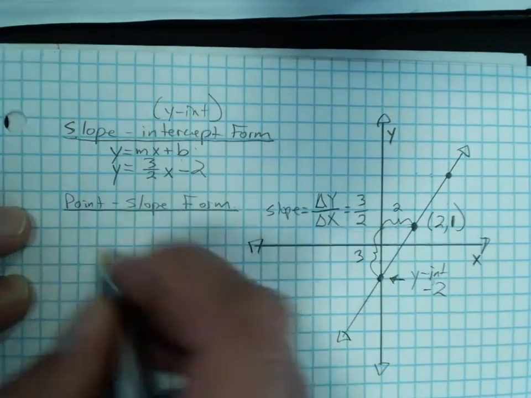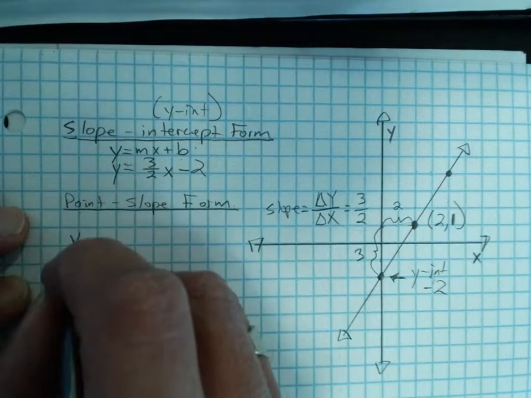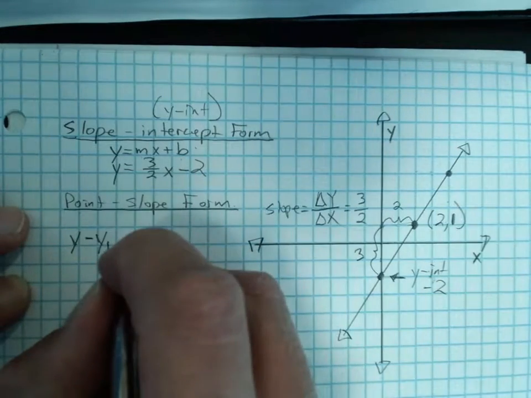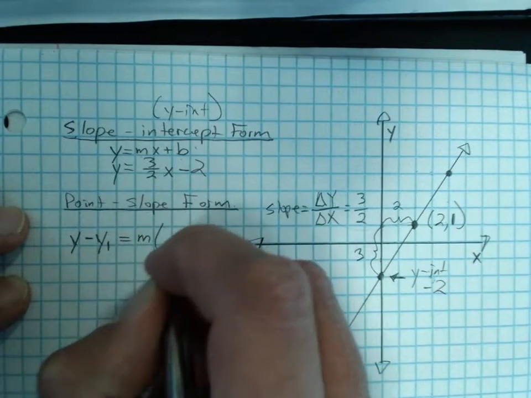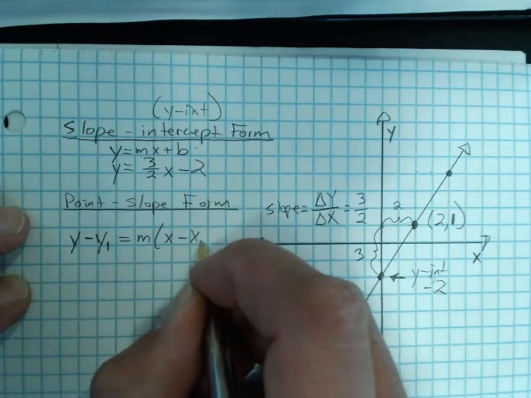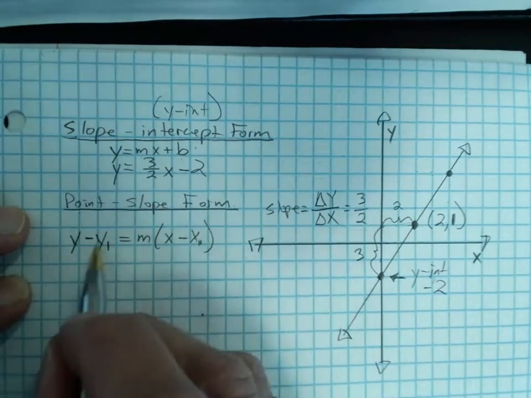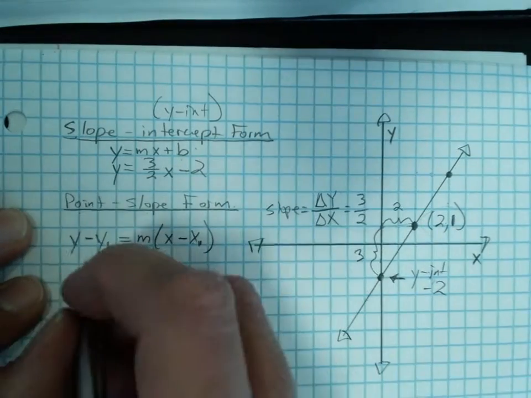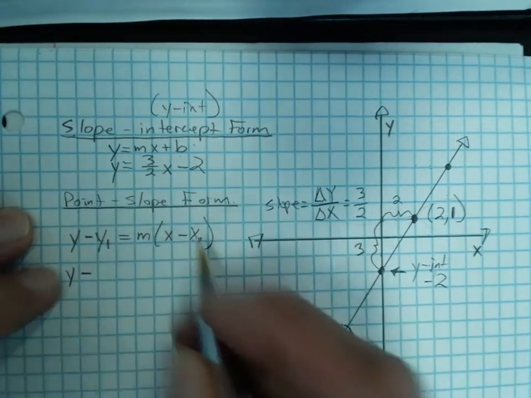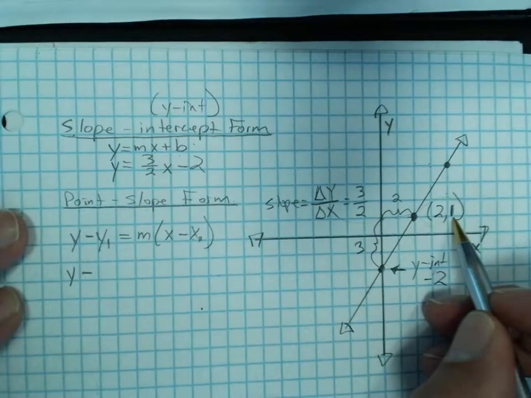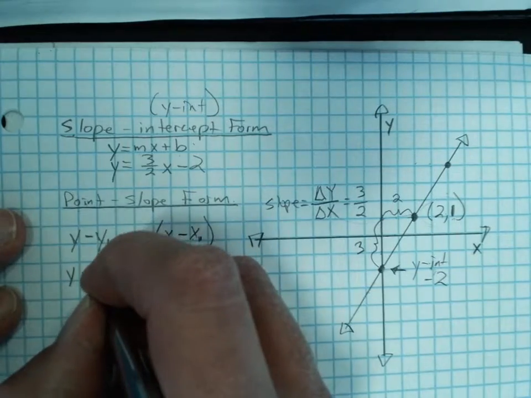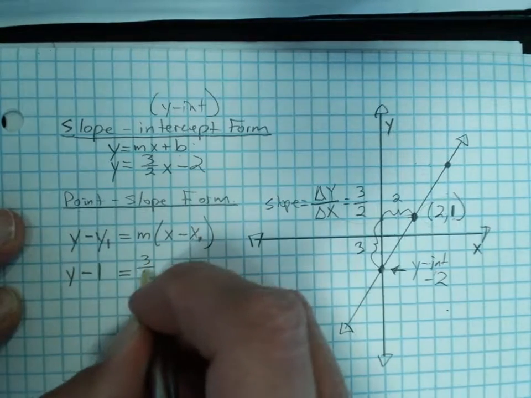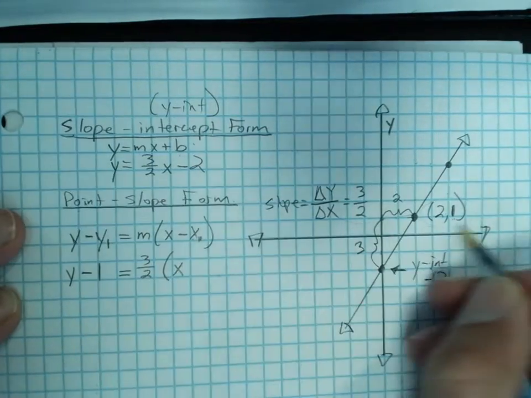We already established that. So the point-slope form is y minus y1, where y1 is from the coordinate, equals m times x minus x1, which again is from the coordinate, and m is the slope. So I'm going to do y minus, now what is y1? y is 1 here, so it's just going to be 1. y minus 1 equals, my slope is 3 over 2, times x minus 2.